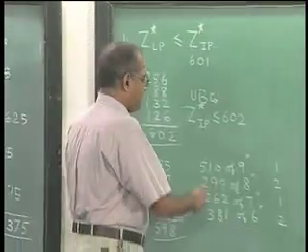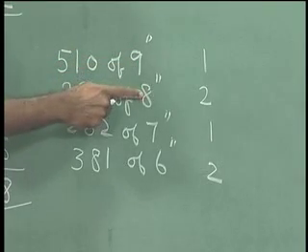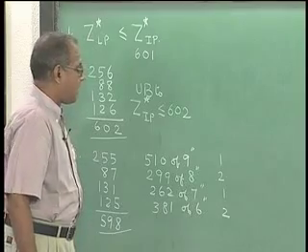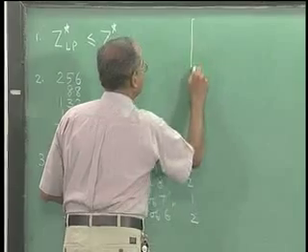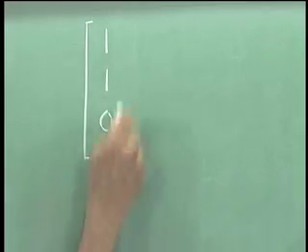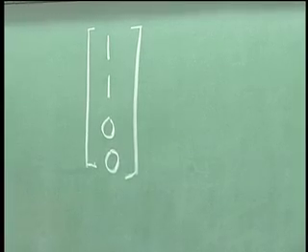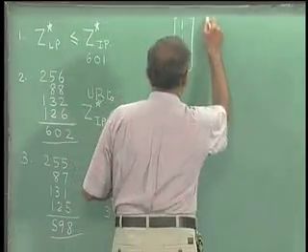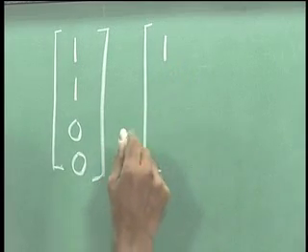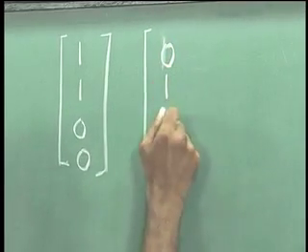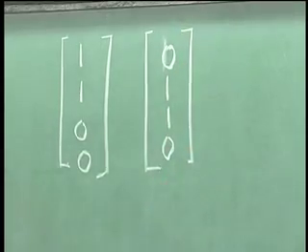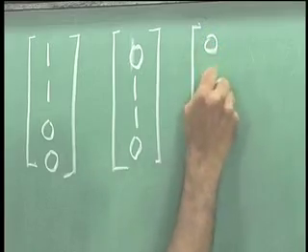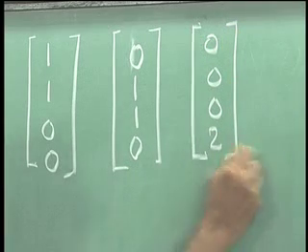So, we are short by 1 of 9, 2 of 8, 1 of 7 and 2 of 6. So, what we can do is we can now have a pattern which is 1 1 0 0, which means we cut 1 of 9 and 1 of 8 with that. Now, we have 0 1 1 0, which means we cut 1 of 8 and 1 of 7, and we could have 0 0 0 2 from the third.